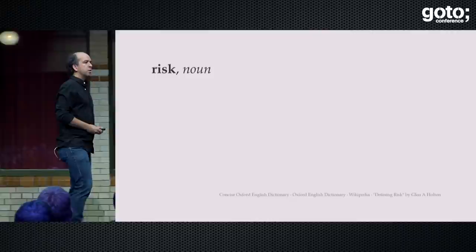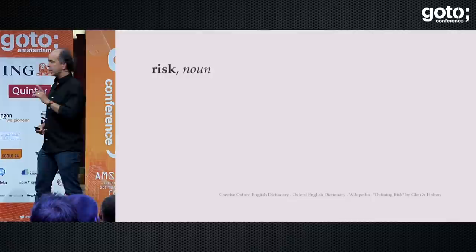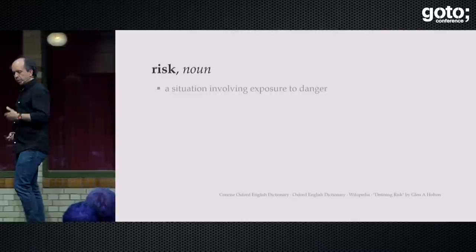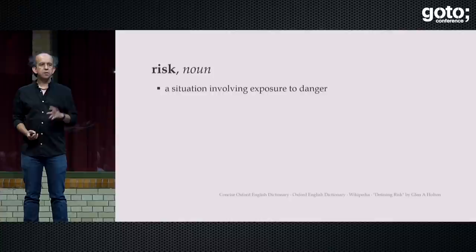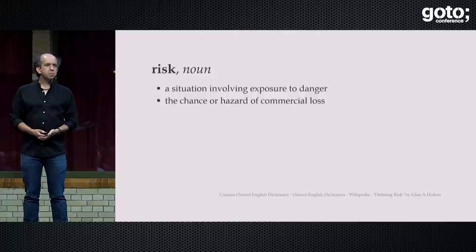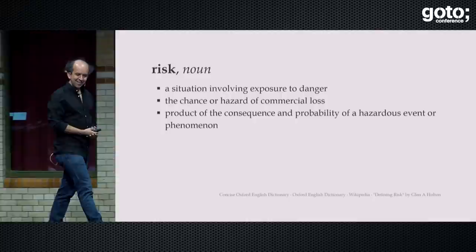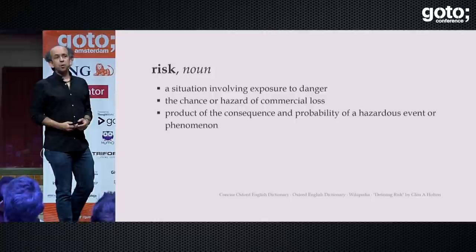A lot of people say, oh, risk is uncertainty, or risk is hazard, or it's danger. It's not. It's much more specifically defined. So we go around and dig around. We find a situation involving exposure to danger. And these are the two elements we're going to see running through this. The chance or hazard of commercial loss, a very specific one that is used in the insurance industry. Product of the consequence and probability of a hazardous event or phenomenon. Now this is interesting, because actually we've got an equation here.